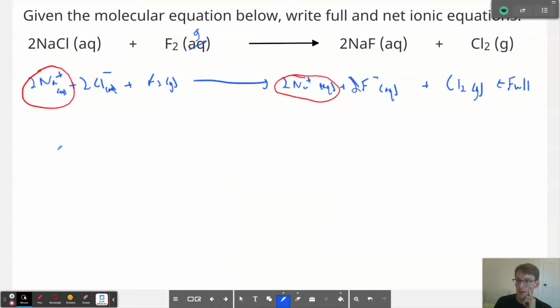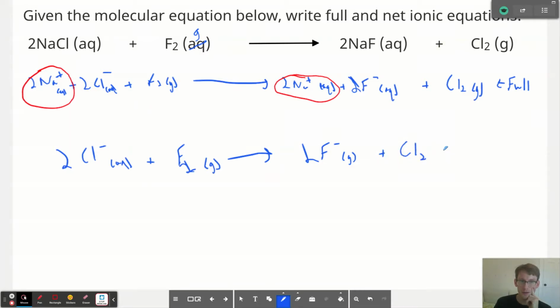So for my net ionic equation, I just write 2Cl-, which are aqueous. In addition to that, I say plus F2, which is a gas. That should be a 2. And they yield 2F-, plus Cl2, which is a gas. And I spoke too fast. The F- is not a gas, it's aqueous. Of course, ions will be aqueous. This is our net ionic equation, NIE, if you will.